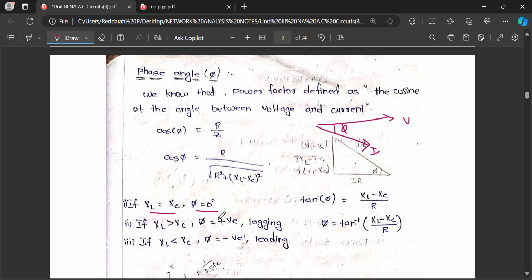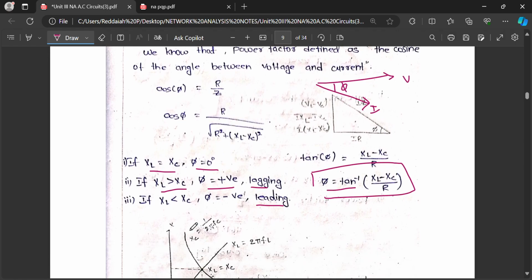If XL equals XC, phi equals 0. If XL is greater than XC, phi is positive, which means lagging. Phi you can also calculate from this formula: tan inverse of (XL minus XC) by R. If XL is less than XC, phi is negative, and it is a leading power factor.